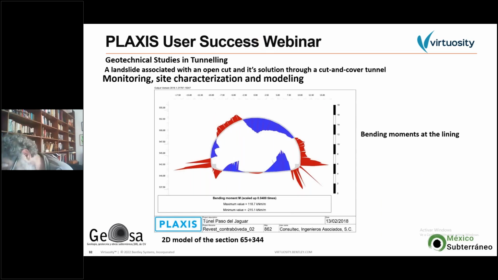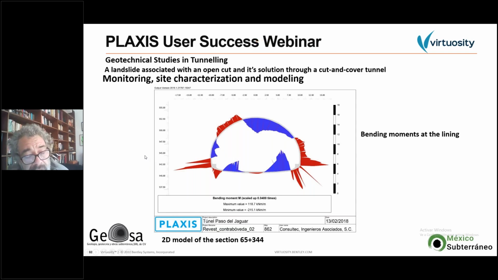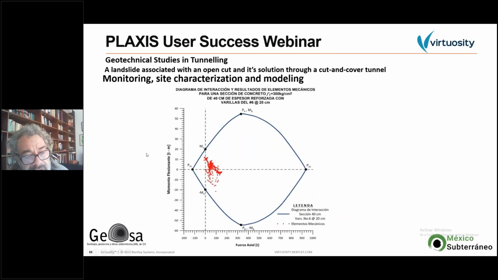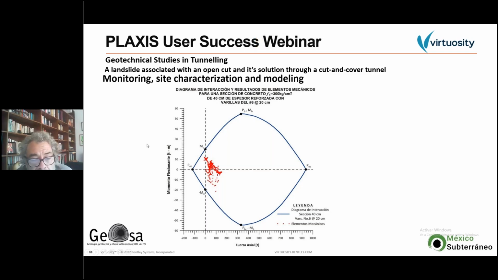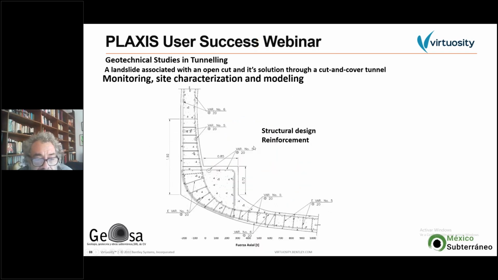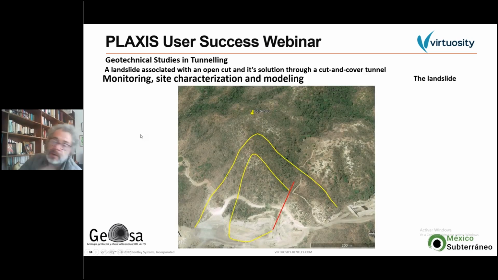And this is just an example of the results. In this case, the bending moments of the final lining, and this allowed us to make the correct structural design. Here is this load capacity diagram with the results of axial forces and bending moments, and it resulted, of course, in the structural design of the reinforcement of the structure.